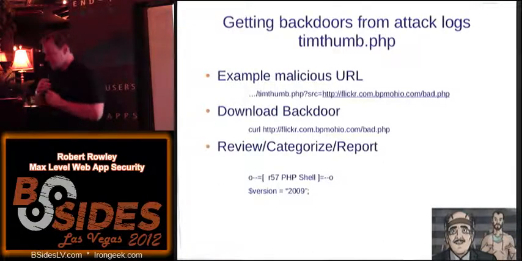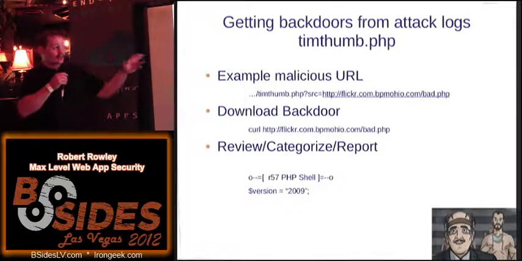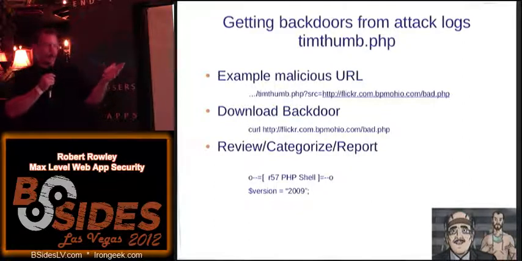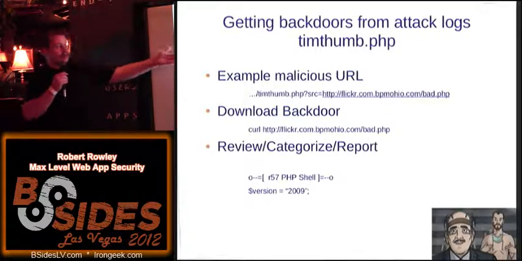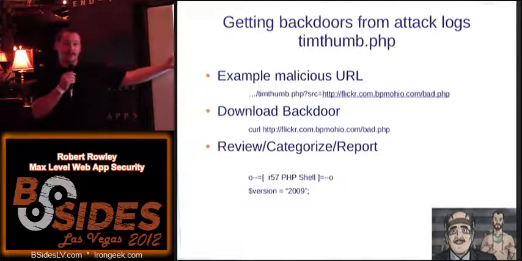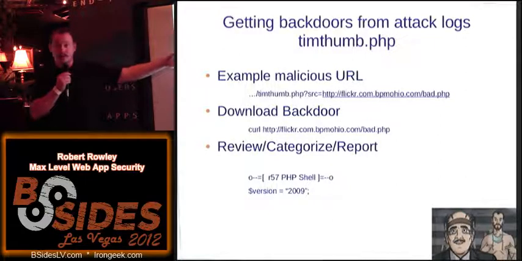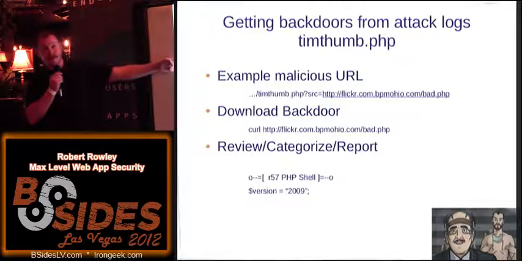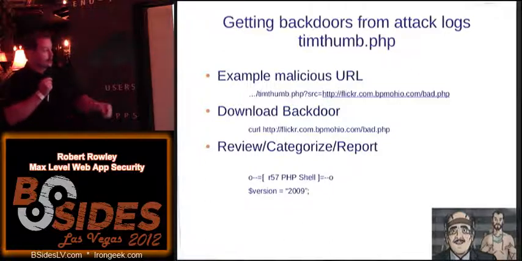So getting the backdoors from the attack logs was really interesting, because the TimThumb attack, like I mentioned earlier, you gave it a URL and it would download that URL and dump it into the cache directory. It turns out that attack gave you an exact identifier of where the backdoor was. So I would run through our attack logs every day, 50 or 70,000 attacks against TimThumb per day, and then go download all the backdoors that they were using.